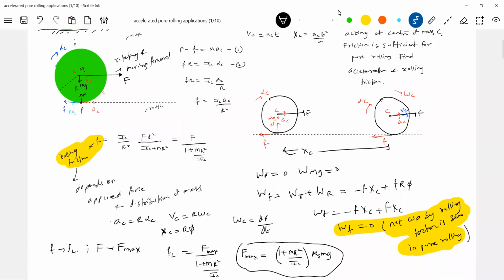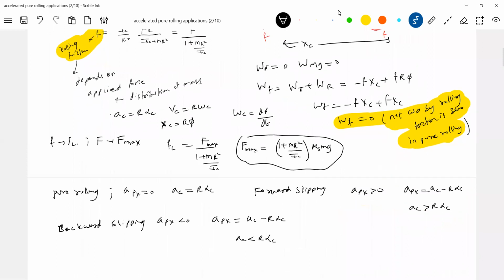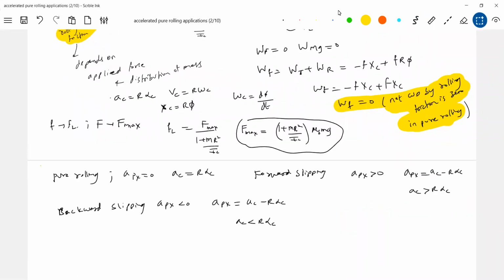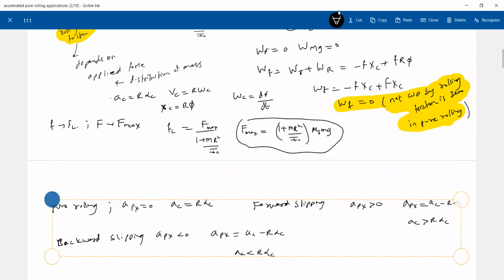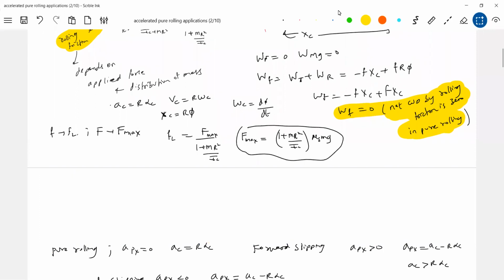For any value of applied force, will the rigid body have pure rolling? The answer is no. All these are very good theoretical ideas. One must know them, even teachers and students, before entering into rolling motion, accelerated rolling motion. So what is the conclusion I'm making? F less than or equal to F max, pure rolling. If the applied force is greater than F max, slipping will occur.